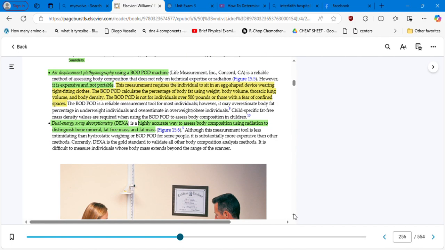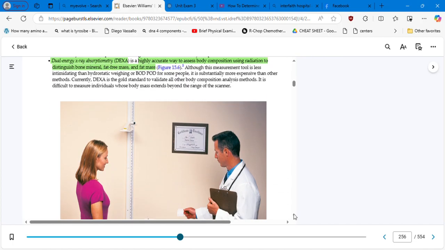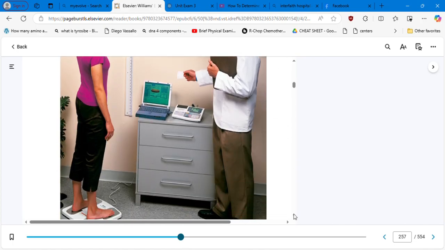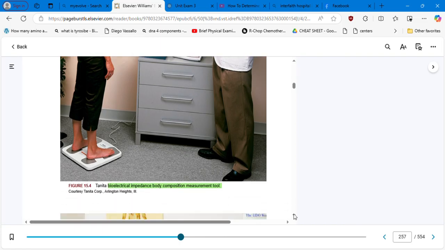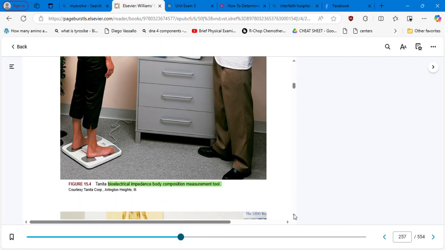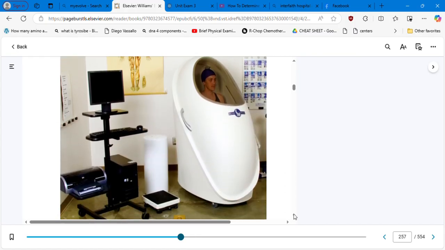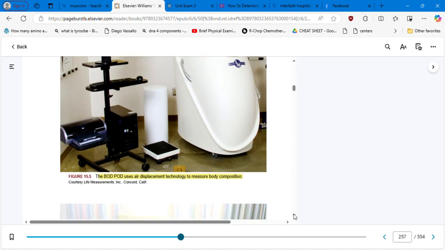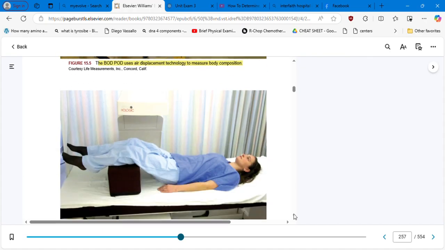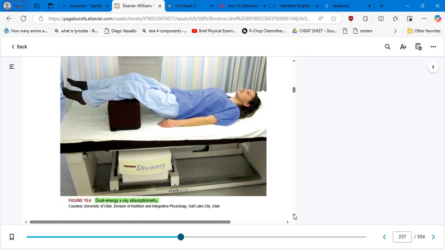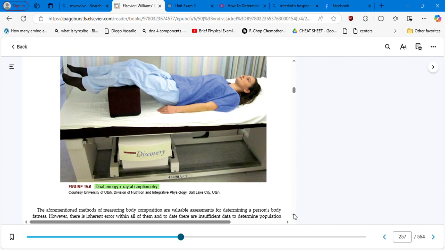Okay, and then we have the DEXA. It's a highly accurate way to assess body composition using radiation to distinguish bone mineral, fat-free mass, and fat mass. So here in the graphic, we have the scale, the bioelectrical impedance body composition. And then we have the egg-shaped machine, right? Using air displacement technology to measure body composition. And then we have here the DEXA, the dual energy X-ray absorptiometry.